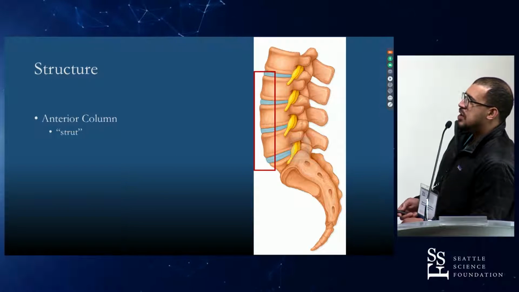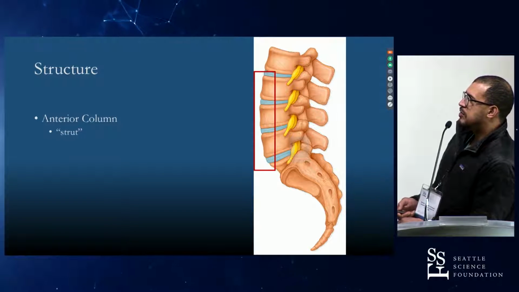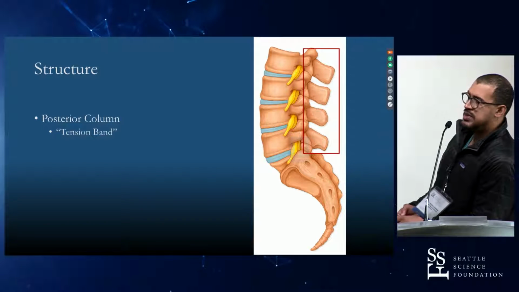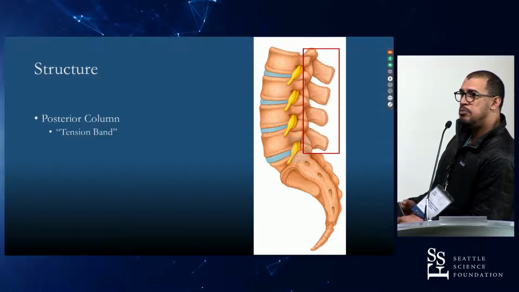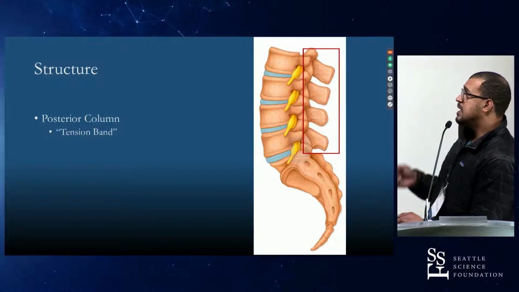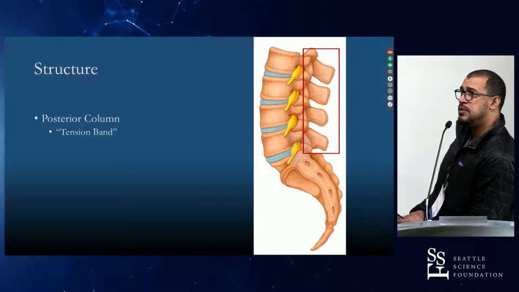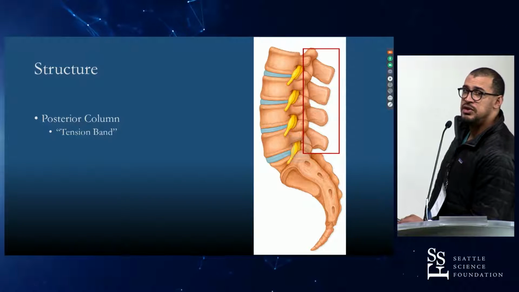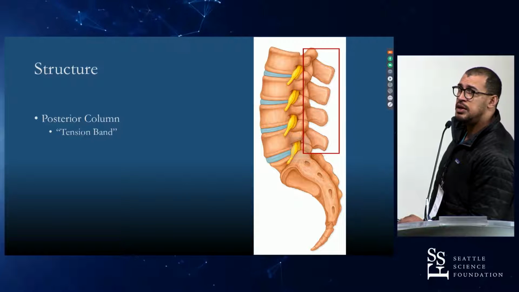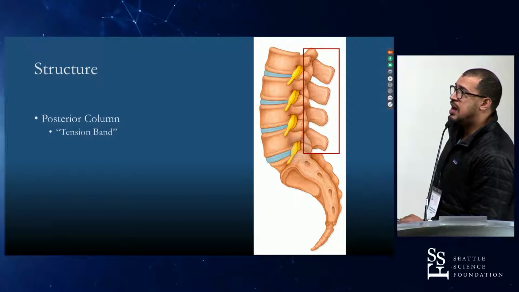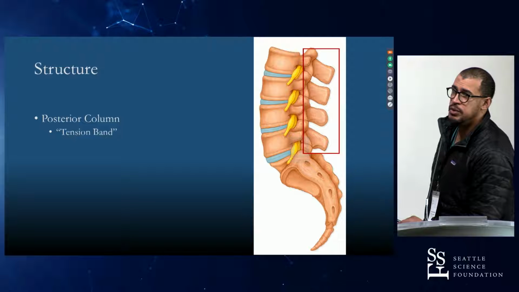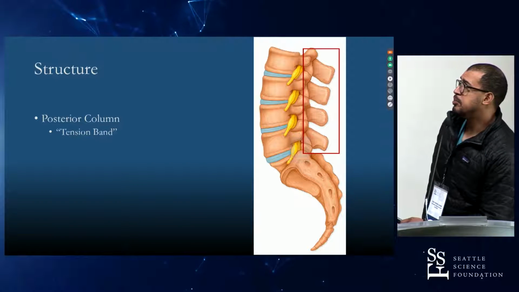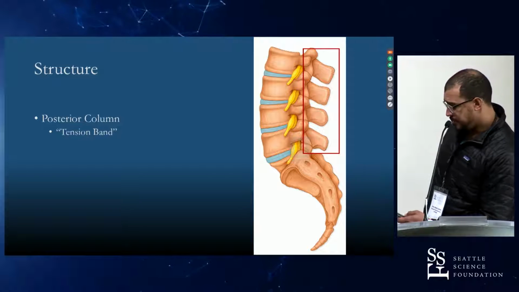So looking at our anterior column, this is the strut. We've got three columns of the spine. The posterior column is our tension band. So you have to have both of these really intact in order to keep the architecture of the spine. If you do one without the other, that's oftentimes when you find yourself losing the correction that you've gotten, or getting a good correction and having it be short-lived, and then a few months or years later, your patient comes back with significant problems above or below your construct.